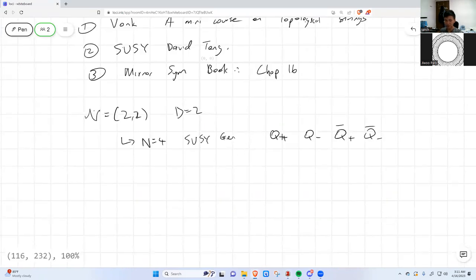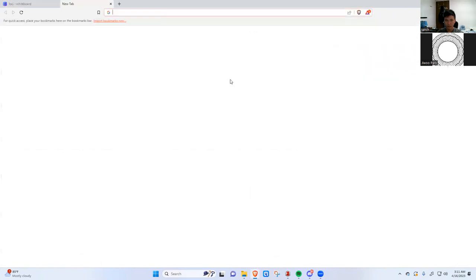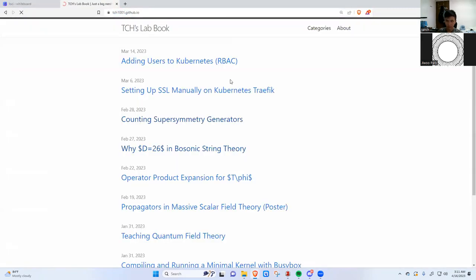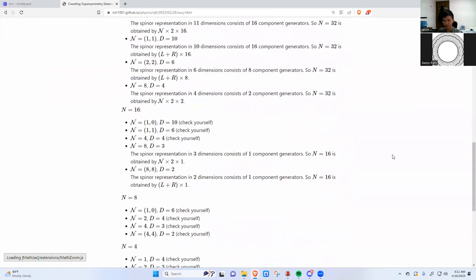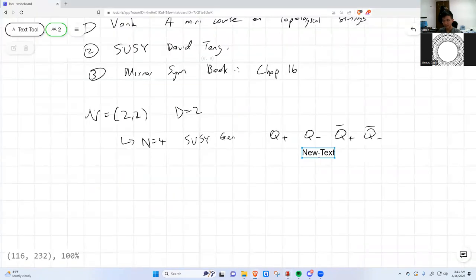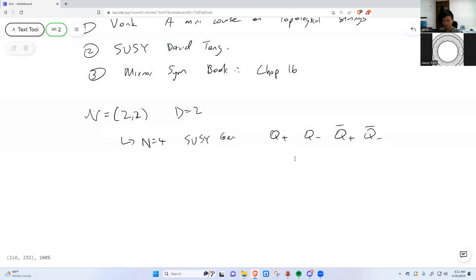Yeah, I wrote an article on my blog that explains how to count supersymmetry generators as well. So it's just a list of all the generators.